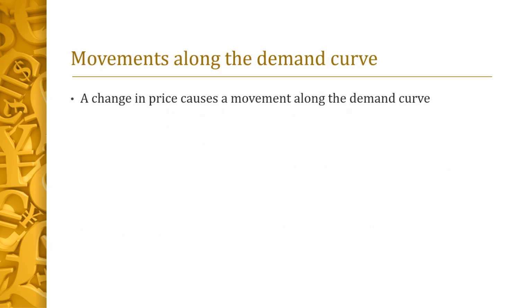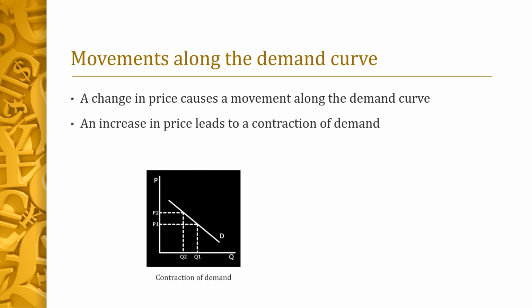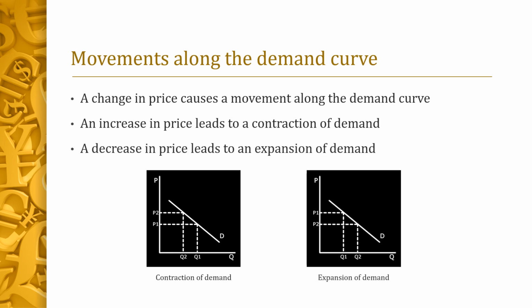A change in price causes a movement along the demand curve. An increase in price leads to a contraction of demand. As you can see here, when the price rises from P1 to P2, there is a contraction of the quantity demanded from Q1 to Q2. Similarly, a decrease in price leads to an expansion of demand. Here in this diagram, you can see that when the price is lowered from P1 to P2, there is an expansion of demand from Q1 to Q2.